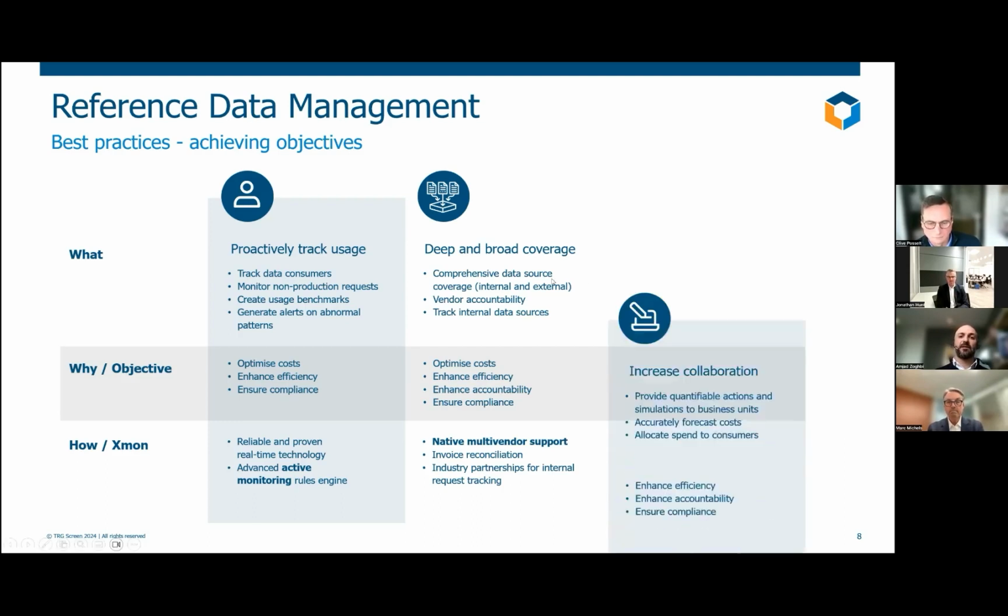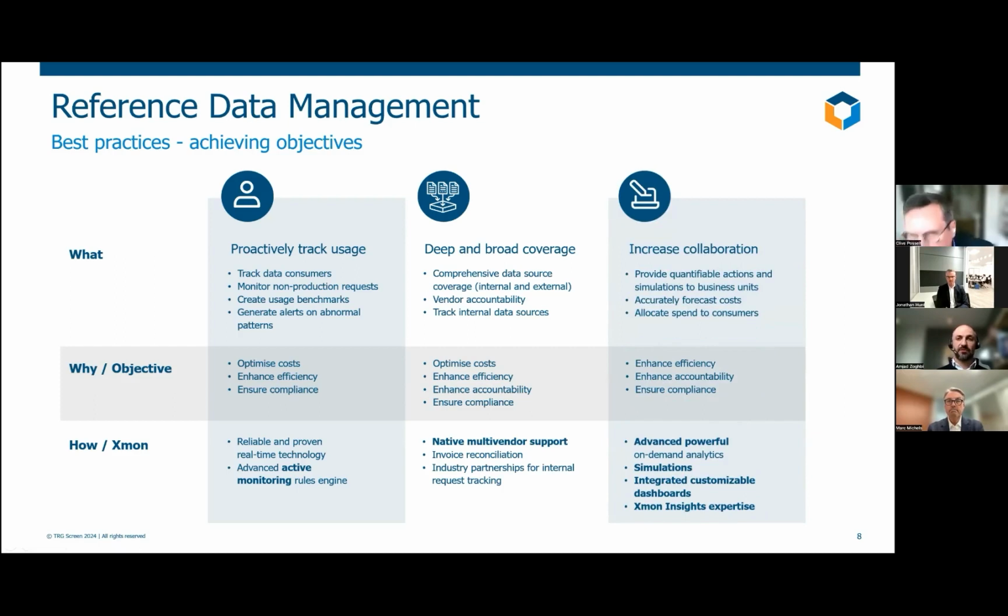And finally, it's important to increase communication or collaboration between the teams. So that interaction of the teams we talked about earlier, being able to answer the questions in a timely way, forecasting numbers, running what-if scenarios, running simulations, allocating spend in a clear way is very important. This is what starts to drive interesting conversations within the business, ultimately leading to reduced spend, improved compliance, and enhancing accountability in the companies that we talk to.